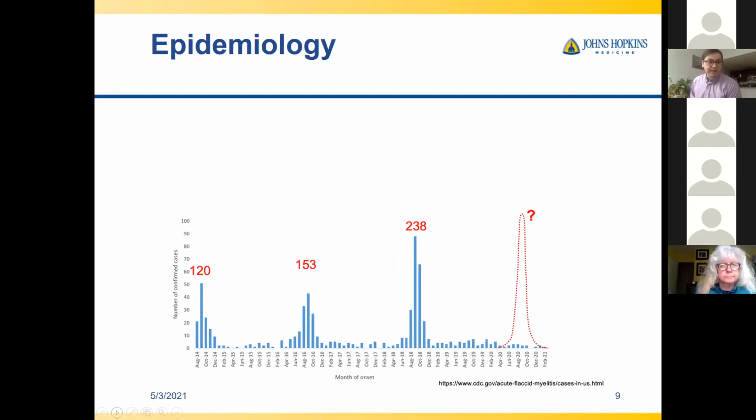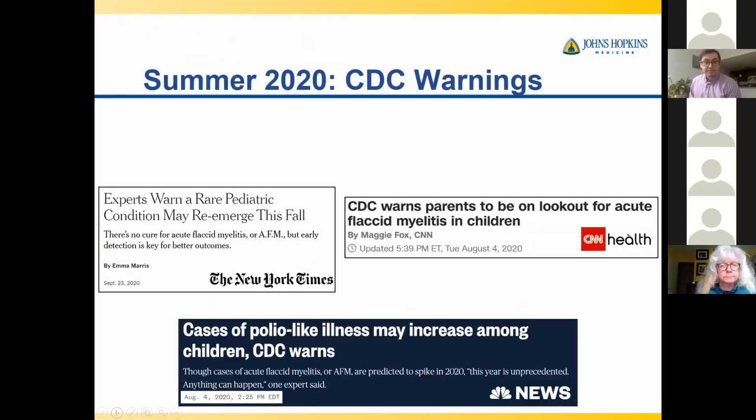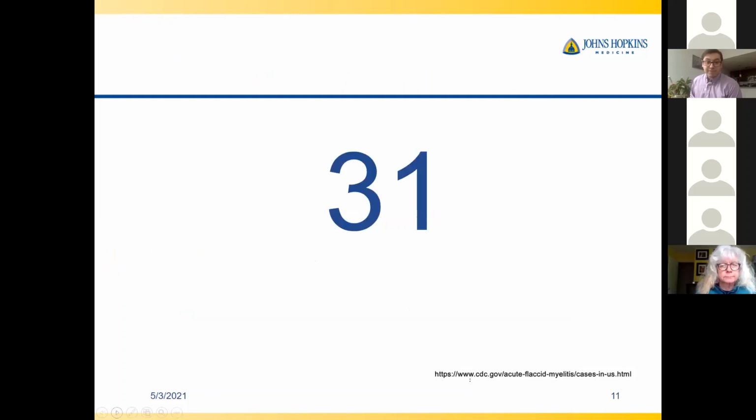Park et al. used surveillance data to create a mathematical model to attempt to predict AFM outbreaks, and the team predicted a 2020 outbreak based on the available data. And indeed, there was a lot of fear and speculation about a potential AFM outbreak in the fall of 2020. But there were only 31 cases reported to the CDC in 2020, which is rather interesting.